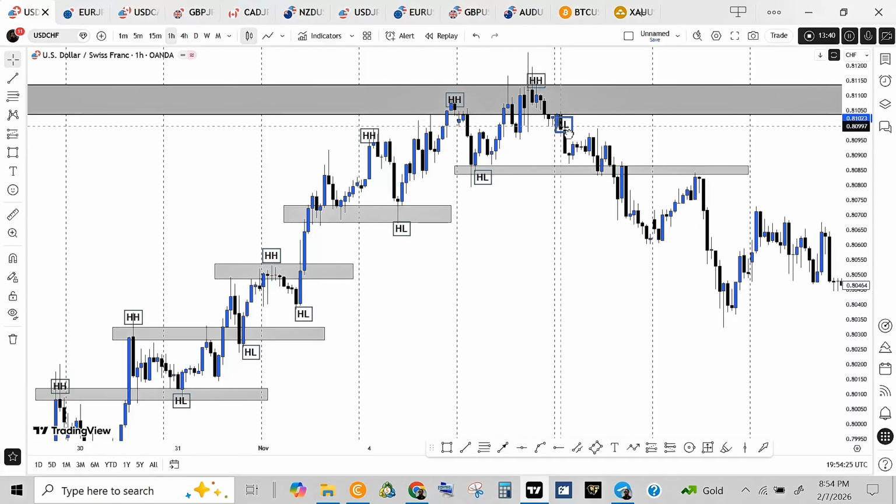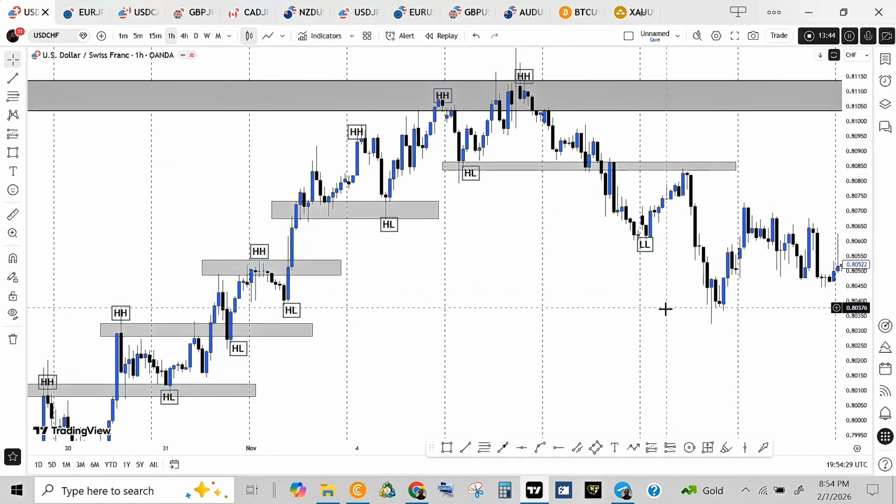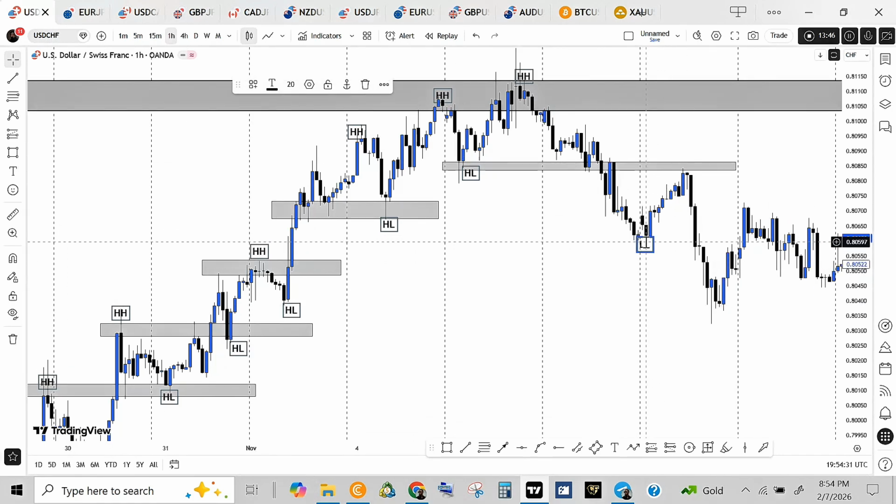After making a high high, that made a lower low. Once you spot a lower low in the market, the next thing you should expect is a lower high.